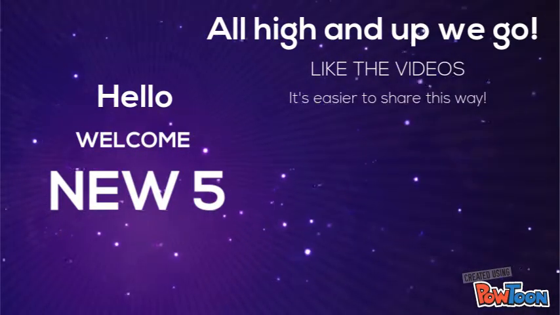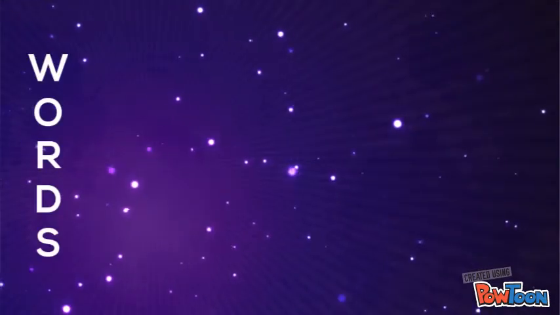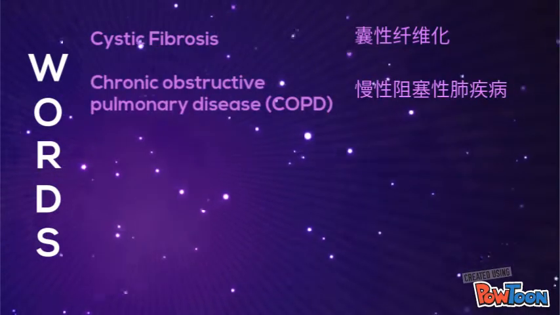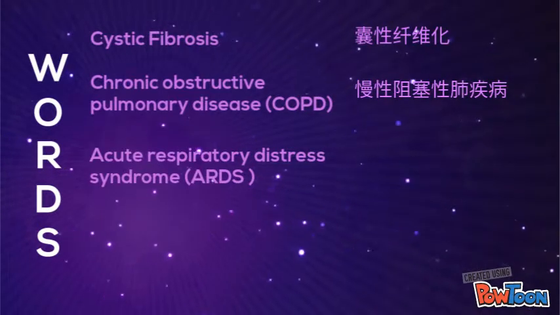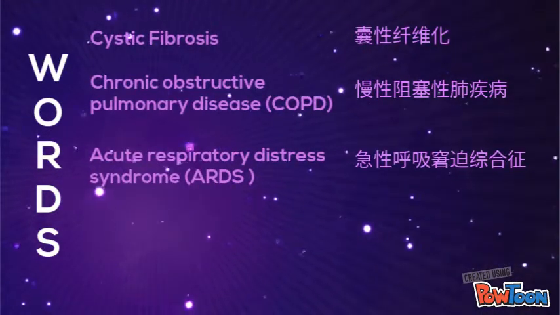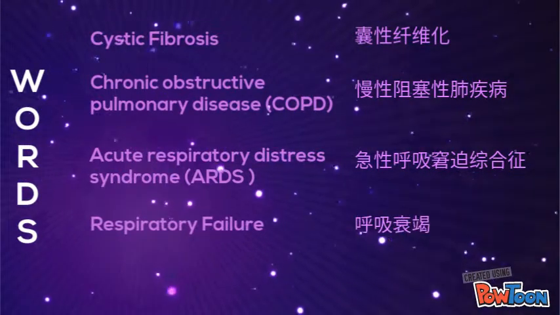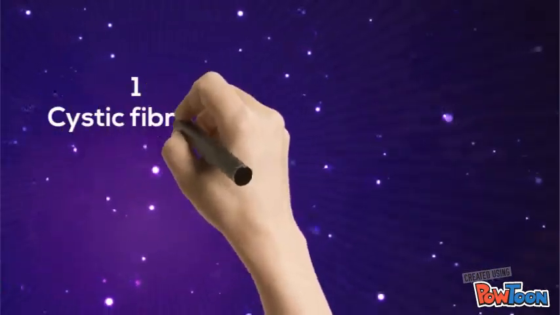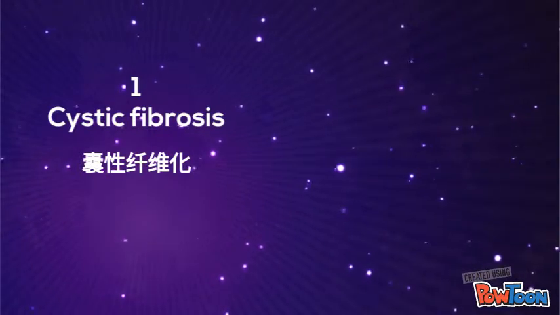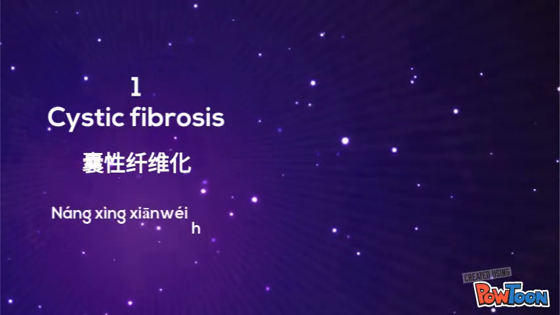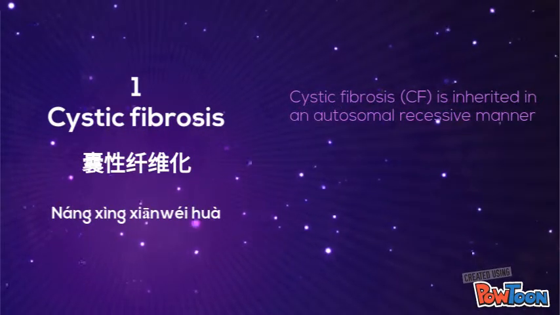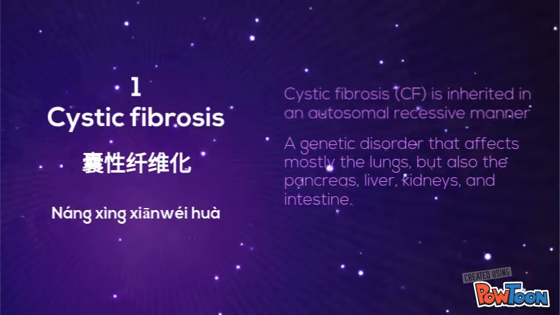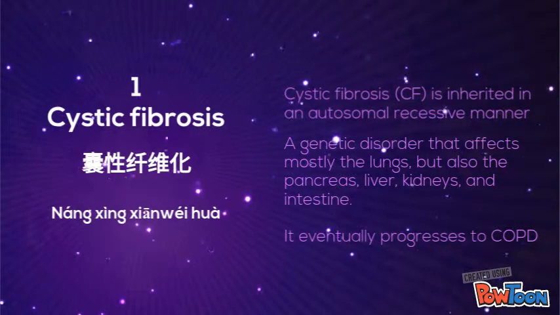So in this episode, let's look at some other common diseases of the respiratory tract. Cystic fibrosis, 囊性纤维化. COPD, 慢性阻塞性肺疾病. Acute Respiratory Distress Syndrome, 急性呼吸窘迫综合症. Respiratory failure, 呼吸衰竭. Pulmonary embolism, 肺栓塞. Cystic fibrosis, 囊性纤维化. So CF is an autosomal recessive inherited disease. It affects mostly the lungs, and the patient has frequent lung infections. This disease eventually progresses to COPD.